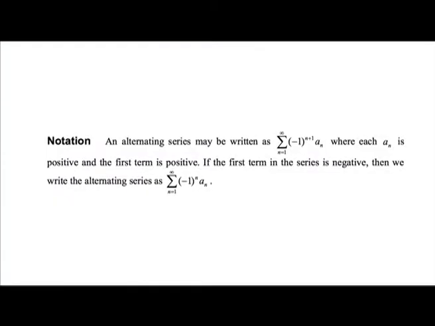Notation: an alternating series may be written as summation (negative 1) power n plus 1 into a_n, where n from 1 to infinity, where each a_n is positive and the first term is positive. If the first term in the series is negative, then we write the alternating series as summation (negative 1) power n a_n where n from 1 to infinity.